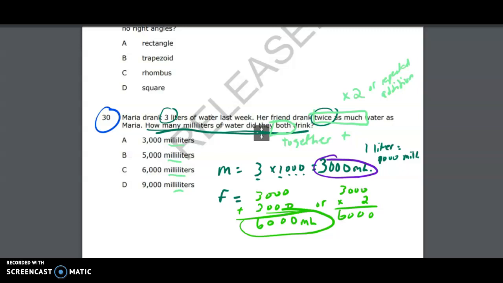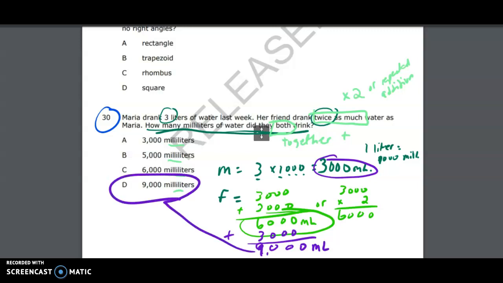So the question is, how many milliliters of water did they both drink together? You got to add them up. You take this 6,000 for the friend, you take the 3,000 for Maria, and you're going to find your answer. 9,000 milliliters. Your answer is going to be D. So the answer here is D.